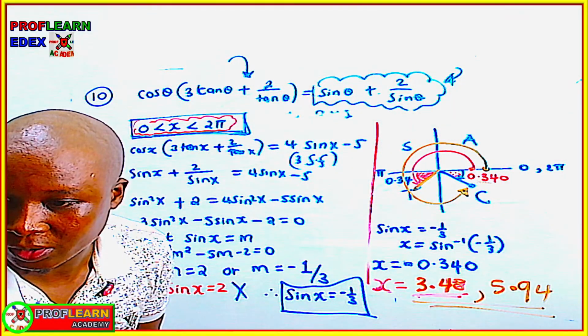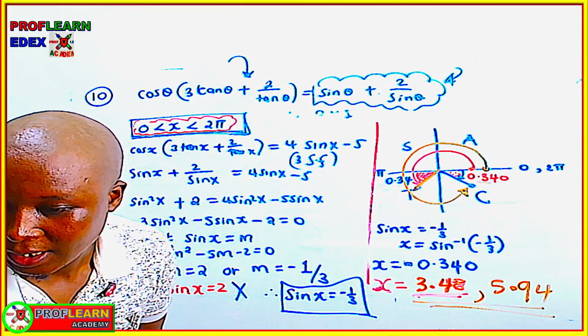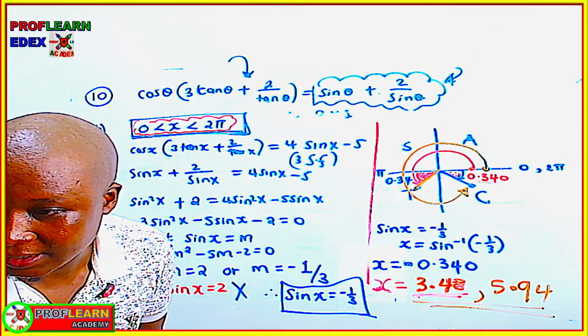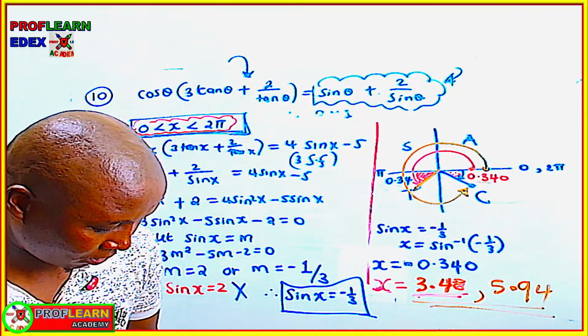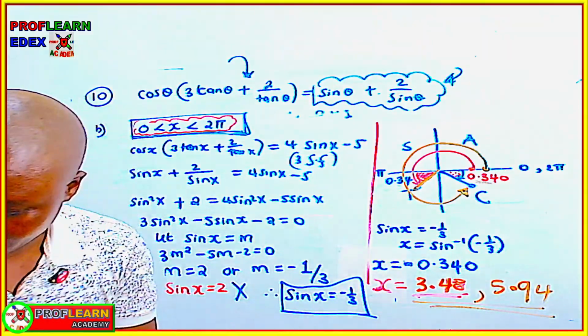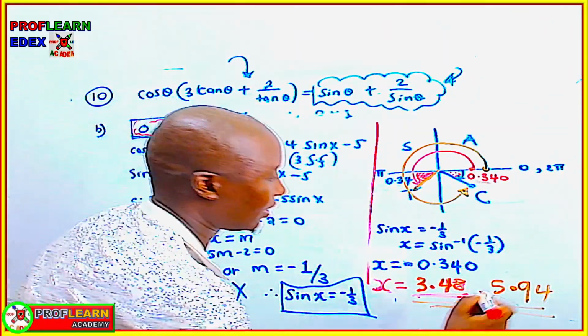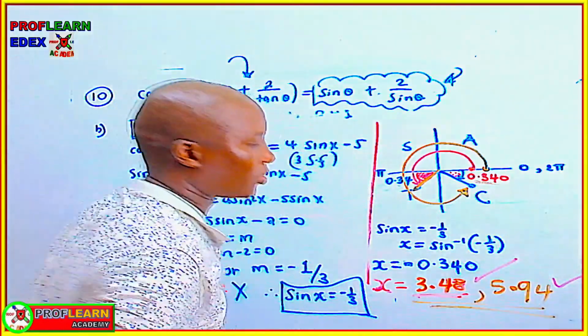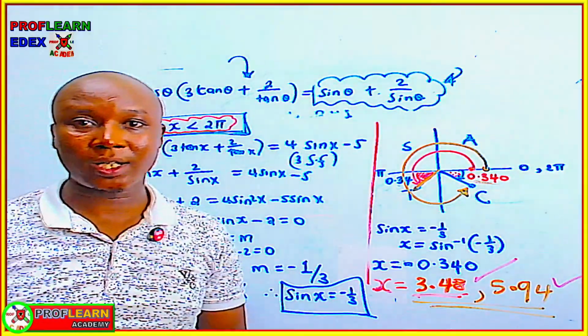Those were the angles we were supposed to give. Unless there is any question, we have our angles well stipulated here. These are the two angles we were supposed to work out at this given point.